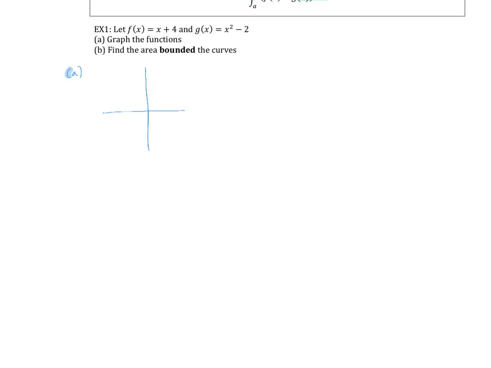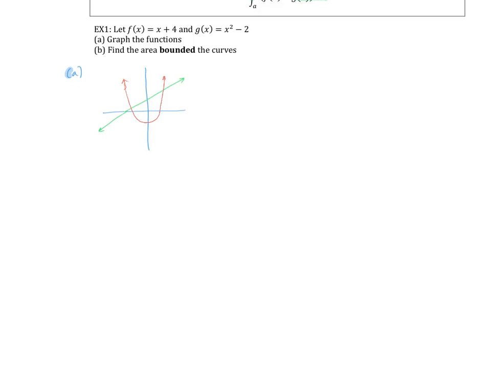So f, when x is -4, we have 0, and then it just goes up from there. When x is 0, y is 4. This is not really to scale. Our parabola g is opening up, but it's shifted down 2. So g is going to look like this. Again, this is just a sketch. I want this so that I can get a basic idea of the shape.